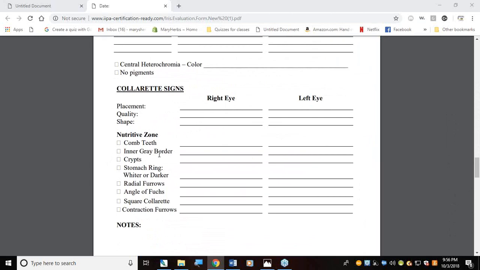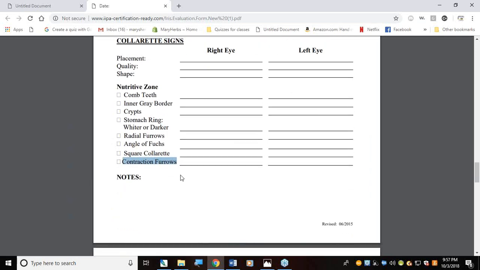Crypts, the crypts are typically tear-shaped or rhombus shape, almost like a diamond, for lack of a better word. If you have just little lines, that would not be considered a crypt. Stomach ring, whether it's lighter or darker. Radial furrows, angle of Fuchs, square collarette, and contraction furrows. Someone asked if the contraction furrows meant inside of the nutritive zone. And no, it does not have to be inside the nutritive zone. Most contraction furrows are outside of the nutritive zone.